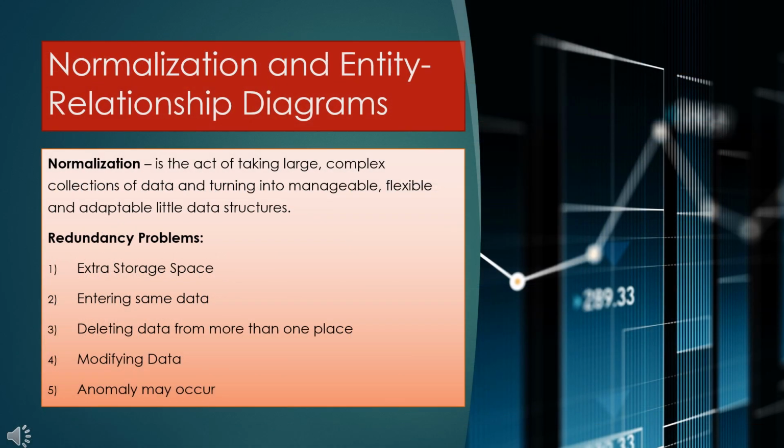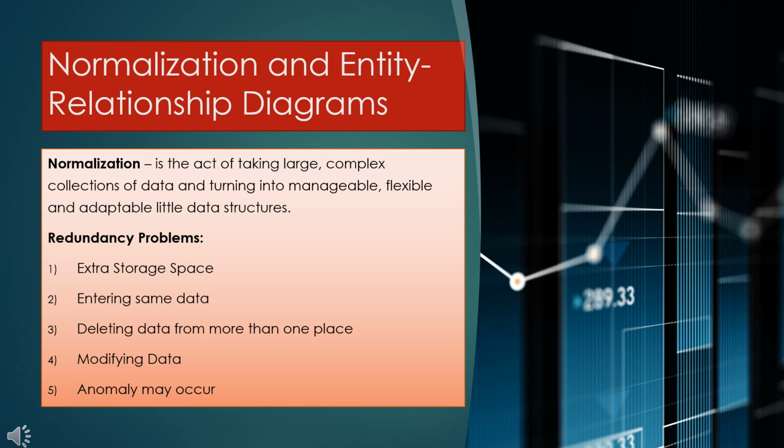Normalization and entity relationship diagrams. The process of decomposing unsatisfactory or bad relations by breaking up their attributes into smaller relations is called normalization. While designing a database out of an entity relationship model, the main problem existing in that raw database is called redundancy. Redundancy is storing the same data item in more than one place.